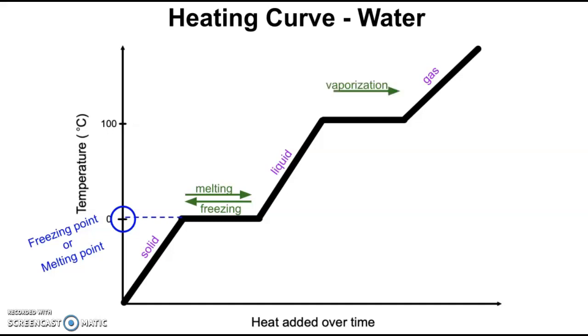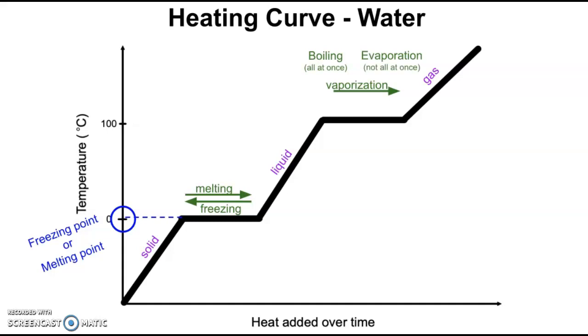Getting from liquid to gas, that process is called vaporization. One type of vaporization is boiling. This is when all of that substance turns from liquid to gas at the same time. It happens all at once.